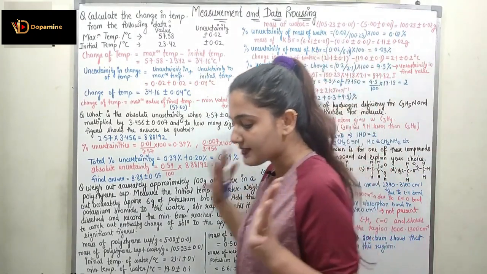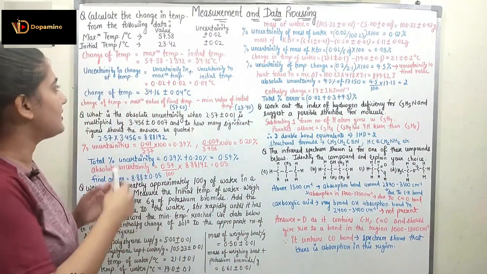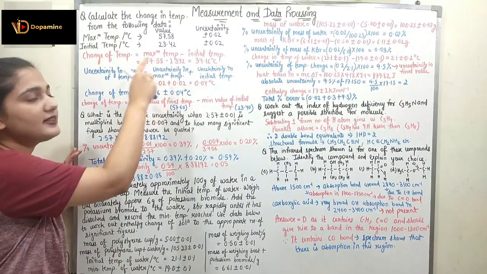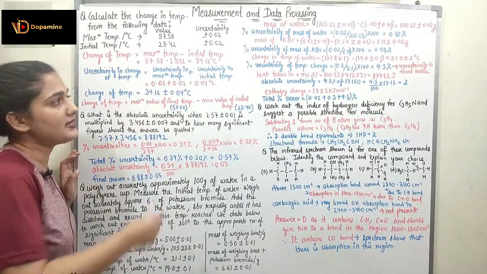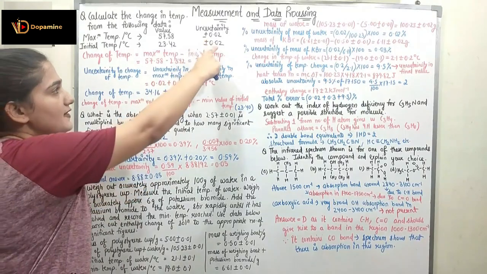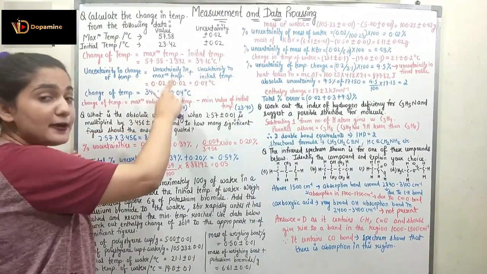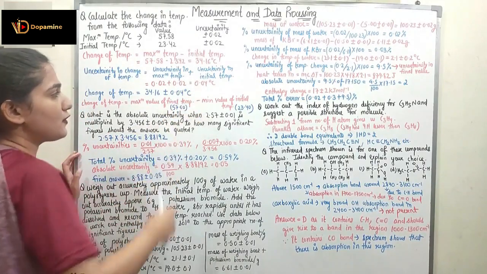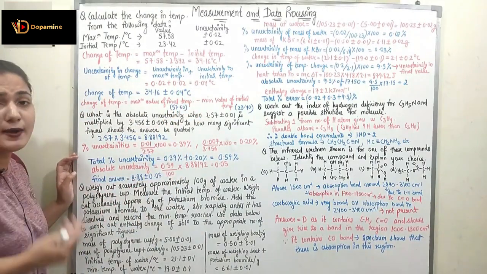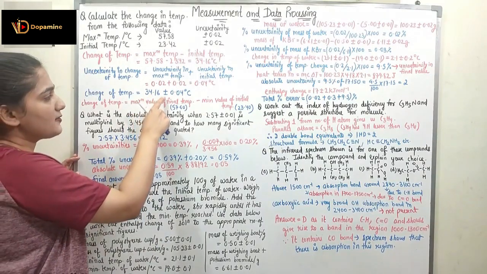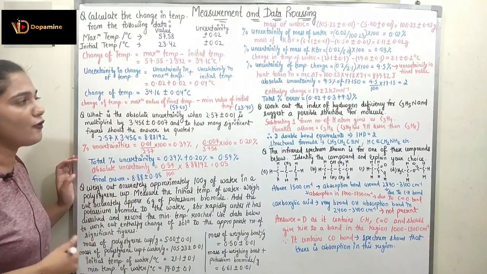Now we have to see the uncertainty. So the uncertainty in the change of the temperature, what would it be? It would be the uncertainty in the maximum temperature plus the uncertainty in the initial temperature, which is 0.02 and 0.02. We have to add both of the uncertainties, so it will be equal to 0.04 degrees Celsius. So how am I going to write the change in temperature? 34.16 plus minus 0.04 degrees Celsius.